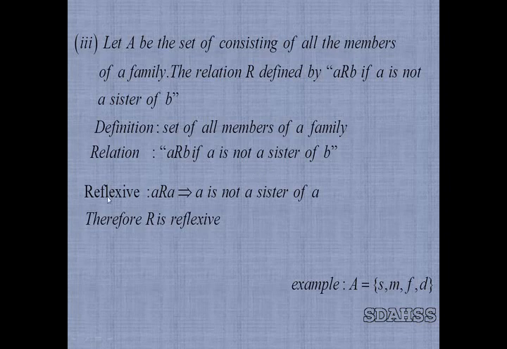First let us take reflexive. What is the condition for reflexive? A is related to A, which means A is not a sister of A. For example, let us take son, mother, father and daughter. Here son is not a sister of son, mother is not a sister of mother, father is not a sister of father, daughter is not a sister of daughter. So it is reflexive.